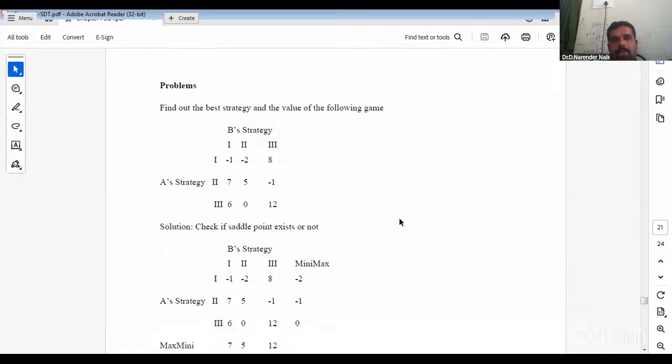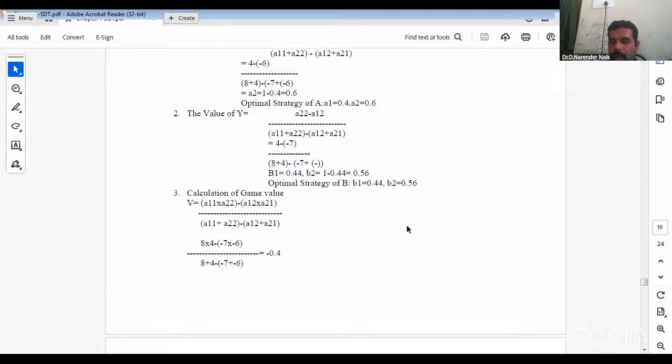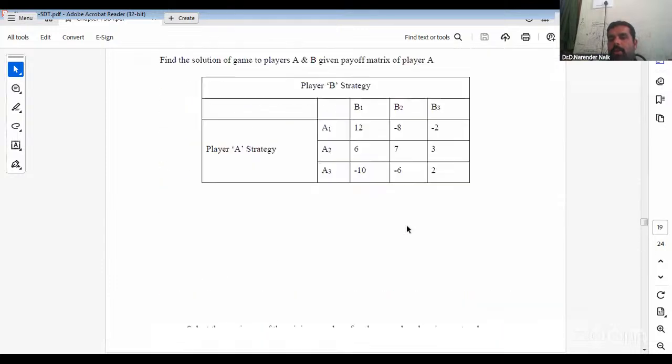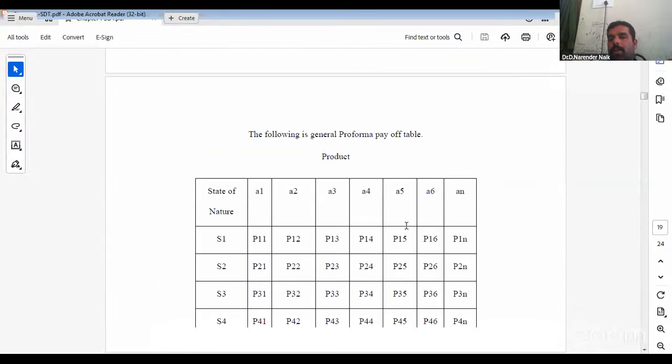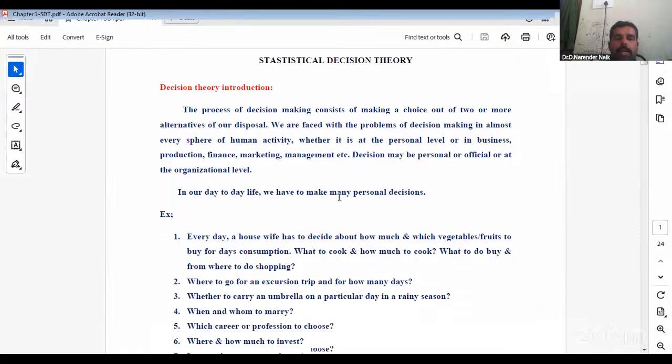I will scroll up to the beginning, so you go through once what we discussed. Just go through statistical decision theory. This is the statistical decision theory.